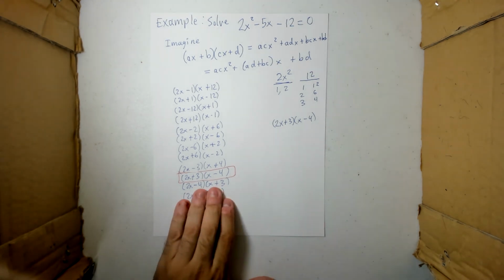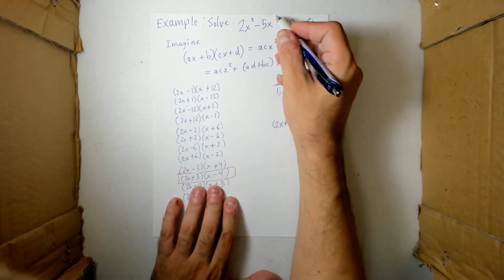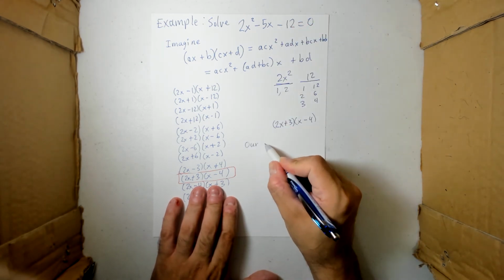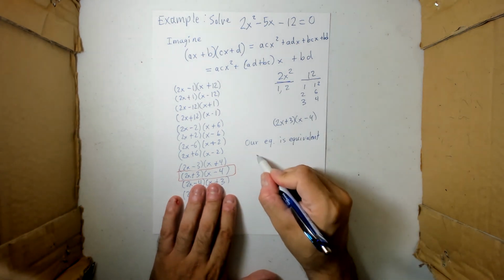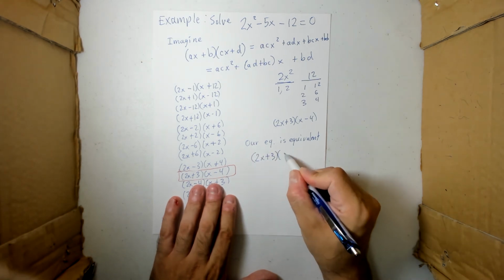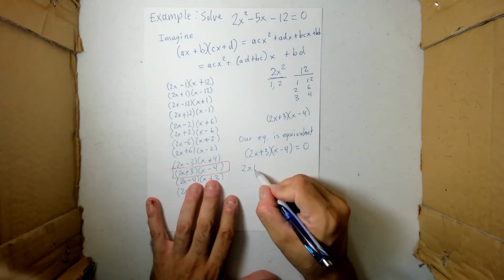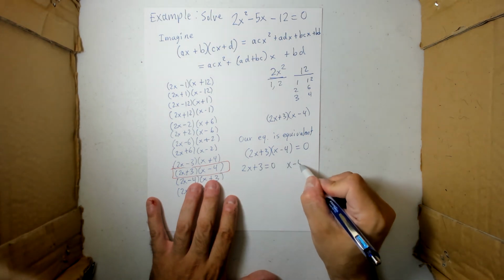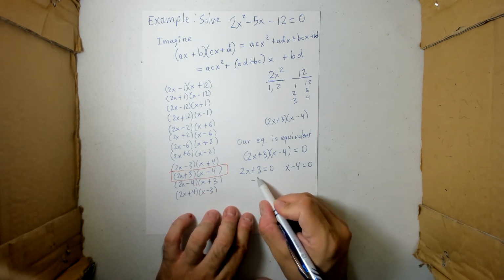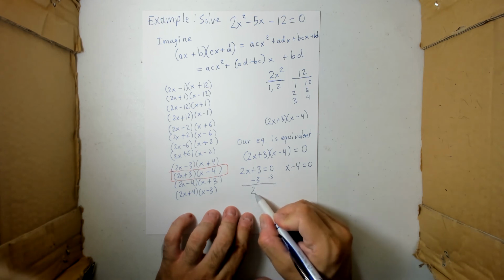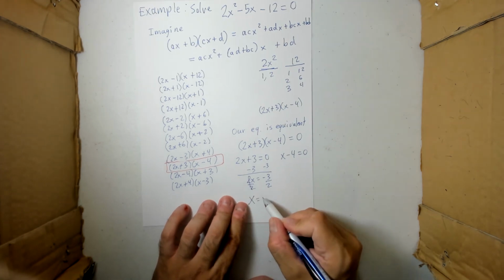And so once we know our factorization, we can double check it, but we can also find our solutions finally, because this equation can now be written as 2x plus 3 times x minus 4 equals 0. And this is only going to equal 0 if 2x plus 3 is equal to 0, or if x minus 4 is equal to 0. Okay? So then, if this one is equal to 0, I subtract 3. I get 2x equals negative 3. I divide by 2, and I get that x is equal to negative 3 halves.